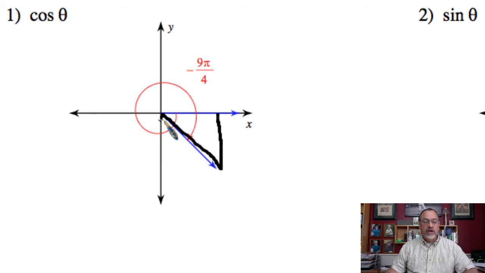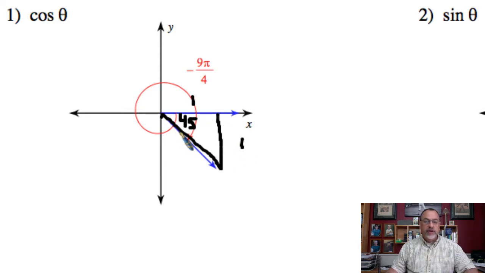This creates a triangle. What I would like to know are the lengths of the sides, because then I can use my sine ratio, opposite over hypotenuse, or my cosine ratio, adjacent over hypotenuse, to determine the values. In this case, all I have to do is look at the denominator. Because the denominator is a 4, I know that this central angle is a 45 angle. So this is a 45-45-90. Now all I have to do is label my sides. I know the legs are equal, so I'll call them both 1.